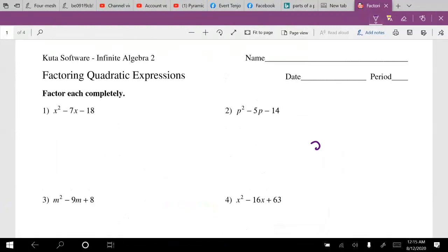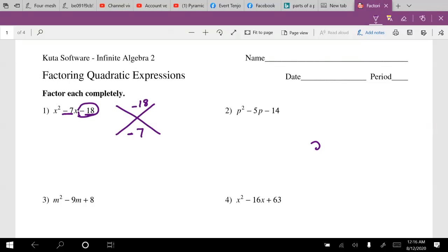Okay, so the rule is, well, we have a quadratic equation. We take the constant. Here is negative 18. And we take the coefficient of x, which is negative 7.